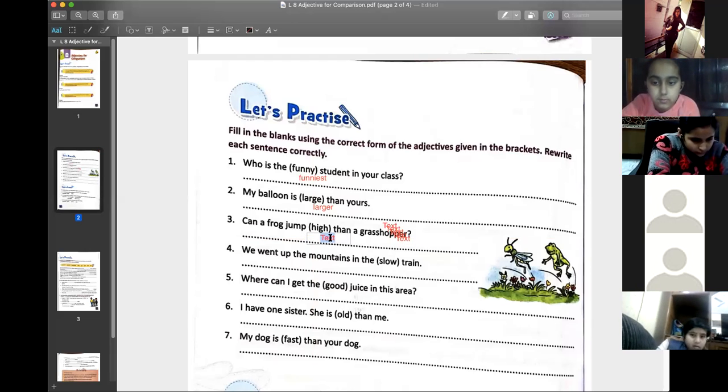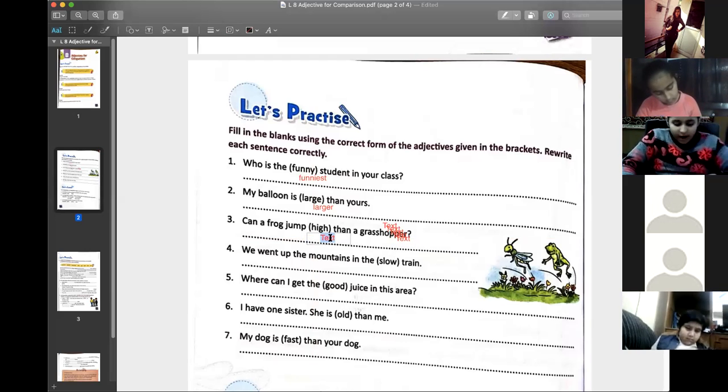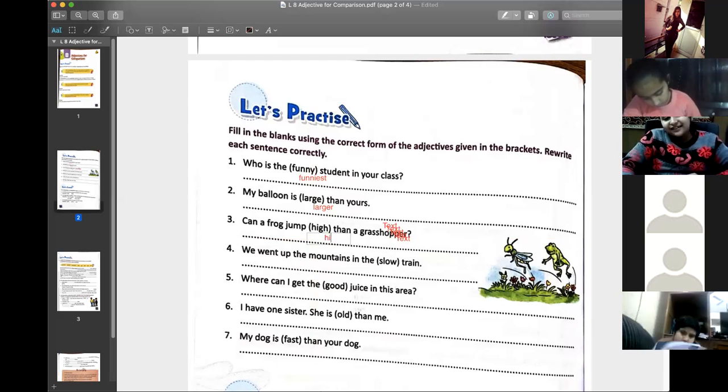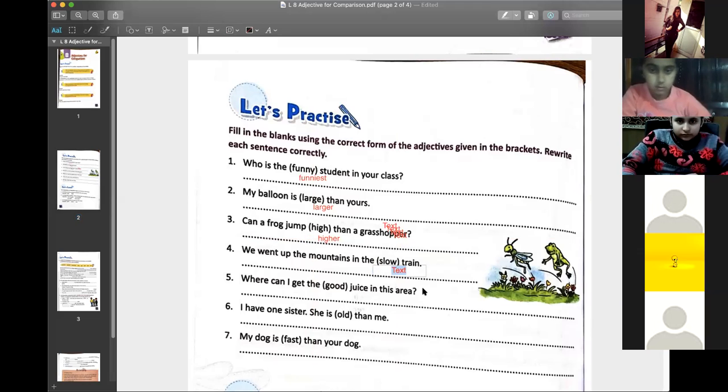Prachi, highest. No, it is a comparison between two. Higher, yes, higher than. We went up the mountains in the dash train. Ruchika, slower, the is there. So slowest. Slowest. Please read the sentence carefully.